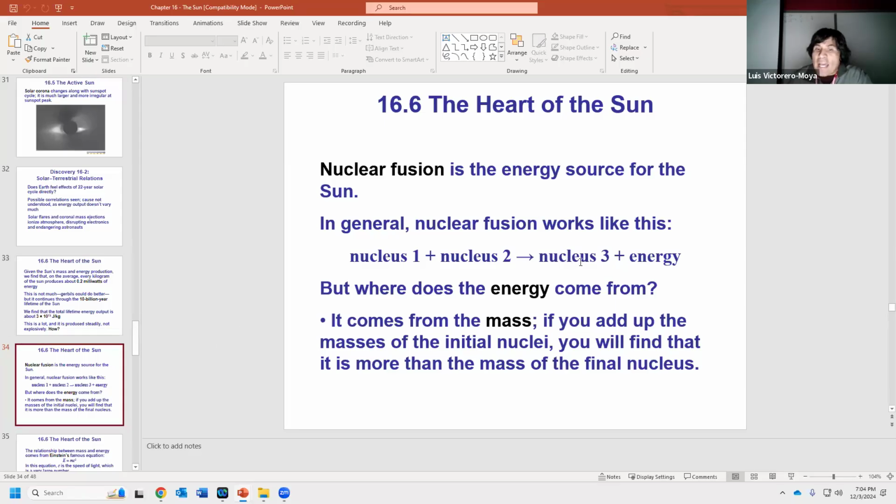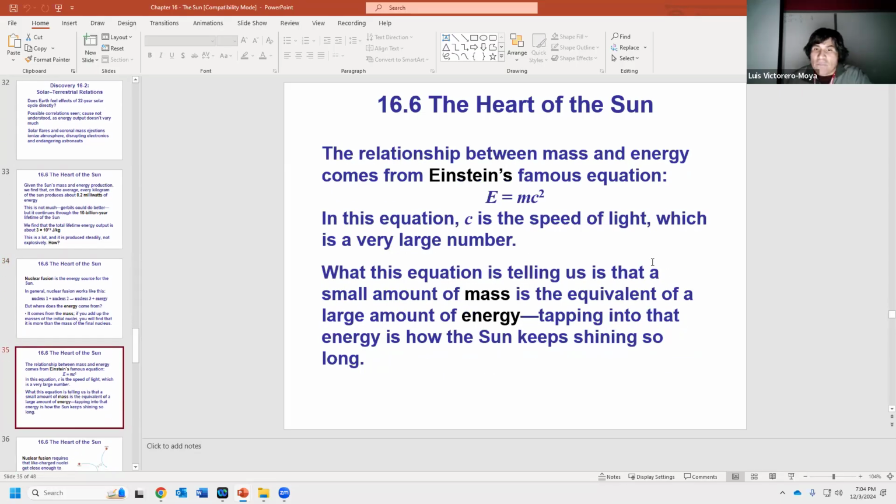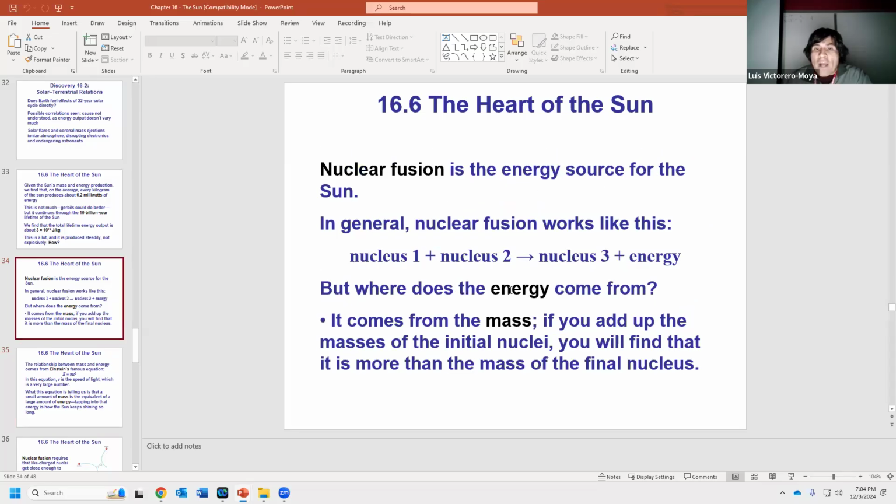So that's basically what happens. The mass is actually conserved. It's just that some of the mass becomes energy. That's the energy mass relationship. There it is. What this equation is telling you is that a small amount of mass is equivalent to a large amount of energy. Yes, because this amount of mass, which is not a lot, multiplied by the speed of light squared, gives you a large amount of energy. Now, that's just for one reaction. There are billions of these reactions happening per second in the sun.